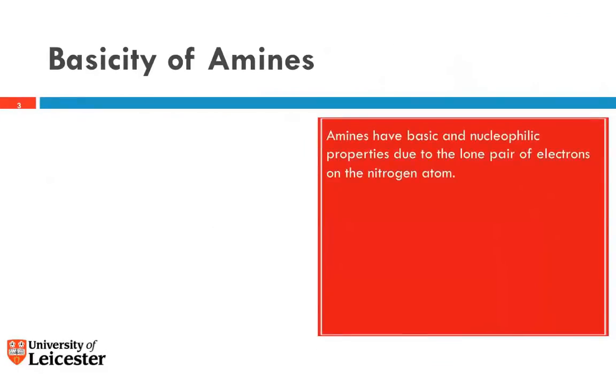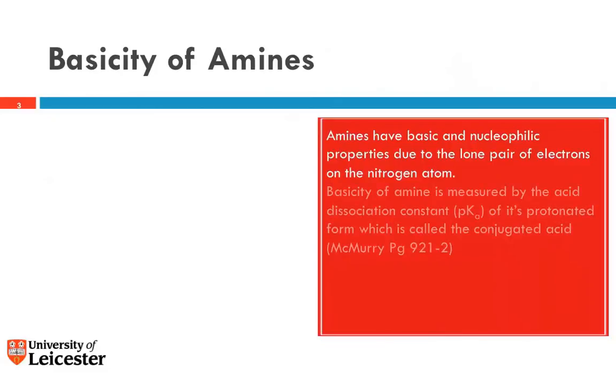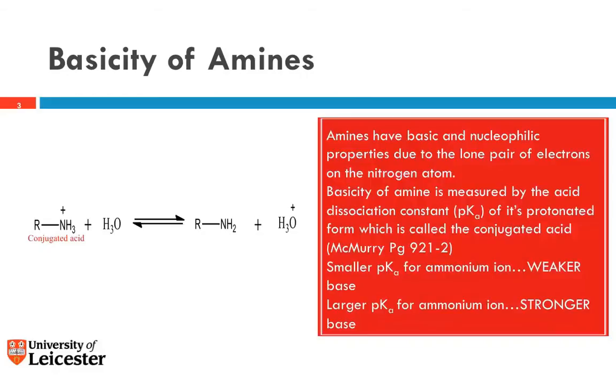Amines have both basic and nucleophilic properties. This is because of the lone pair of electrons situated on the nitrogen atom. This lone pair enables the amine to react with acids to form acid salts and to react with electrophiles. The basicity of an amine is measured by the acid dissociation constant of the amine's conjugate acid. If the conjugate acid has a small pK value, then the amine is a weak base. However, if the amine's conjugate acid has a large pK value, then the amine is a strong base.